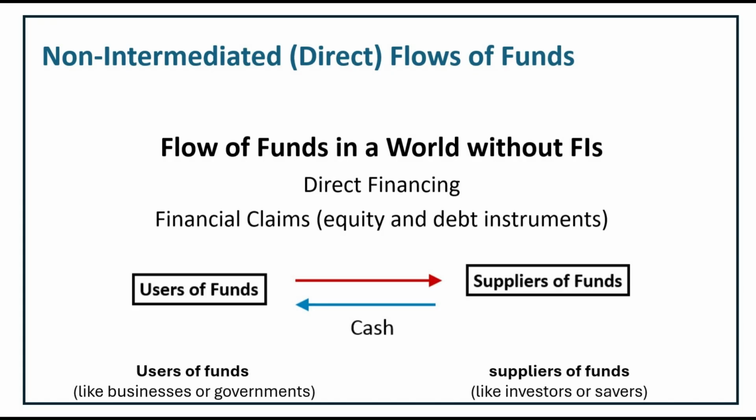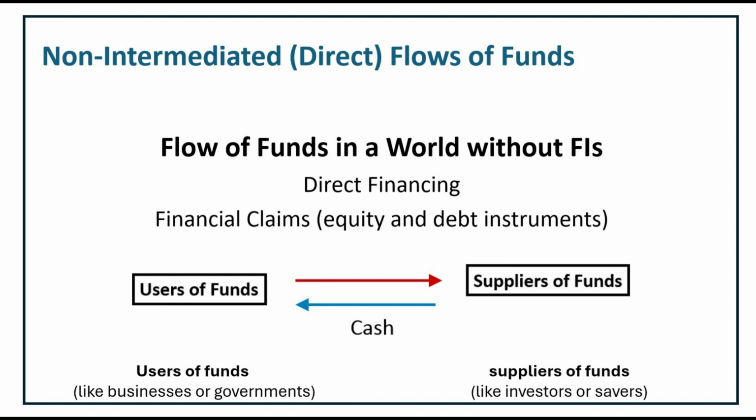Let's now look at non-intermediated or direct flows of funds. What happens in a world without financial institutions? This is called direct financing, where the suppliers of funds, like investors or savers, provide money directly to the users of funds, like businesses or governments.